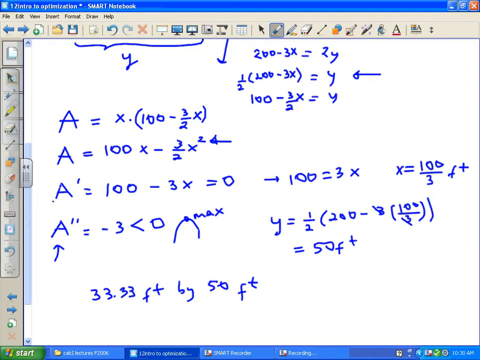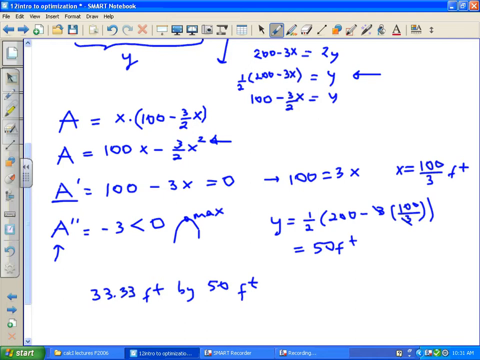What was a double prime? If this is your a prime, differentiate it one more time. And the 100 disappears, you were left with -3. So for this question, there was not even an x in the equation for a double prime. So it's always negative. It's always concave down, basically.